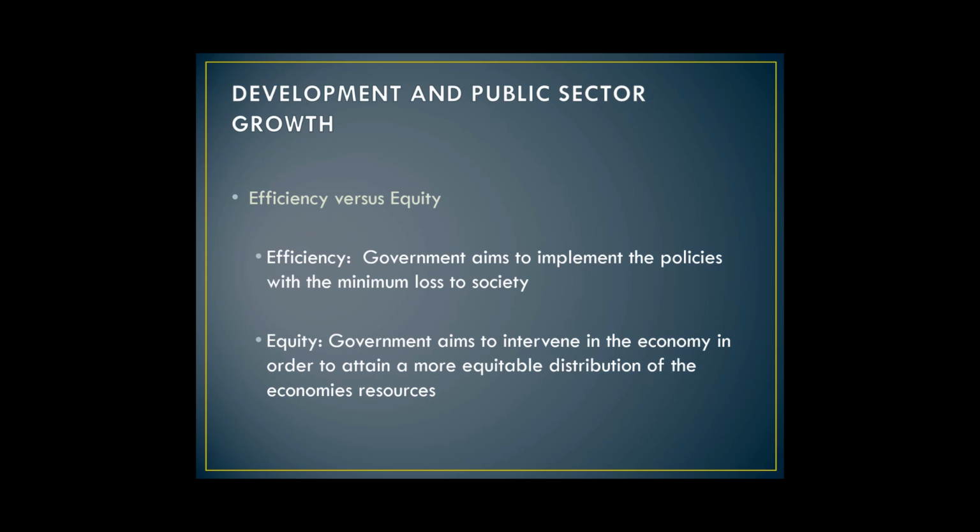In using efficiency, the government aims to implement the policy with the minimum loss to society. The use of policy will cause a loss due to the resources used in the implementation process and from the economic distortions that the policy will cause. Minimizing these losses is the efficiency aspect of policy design.